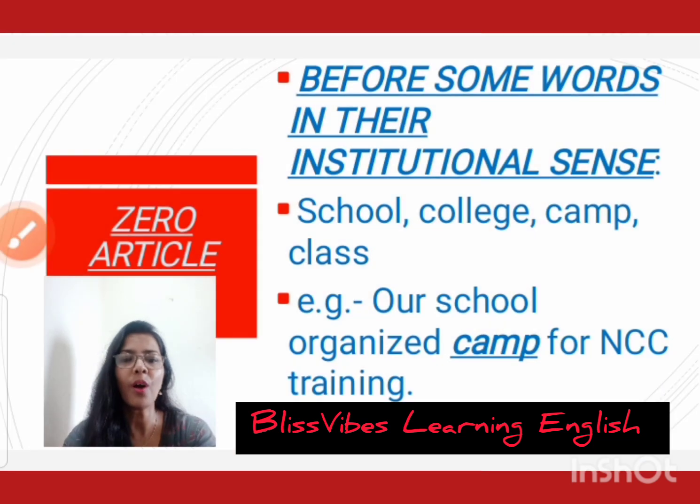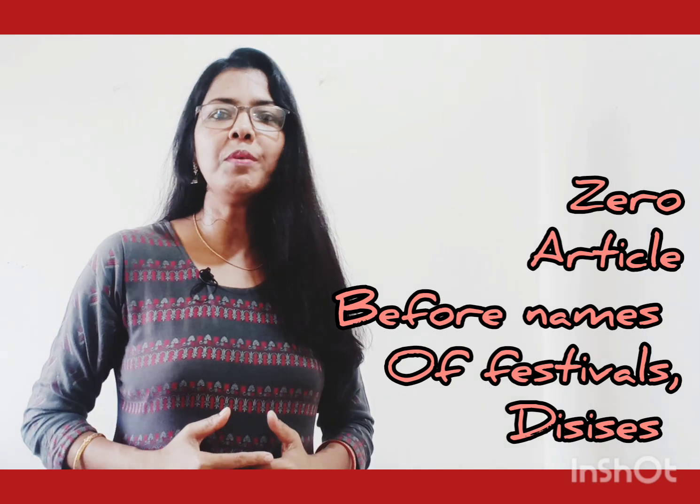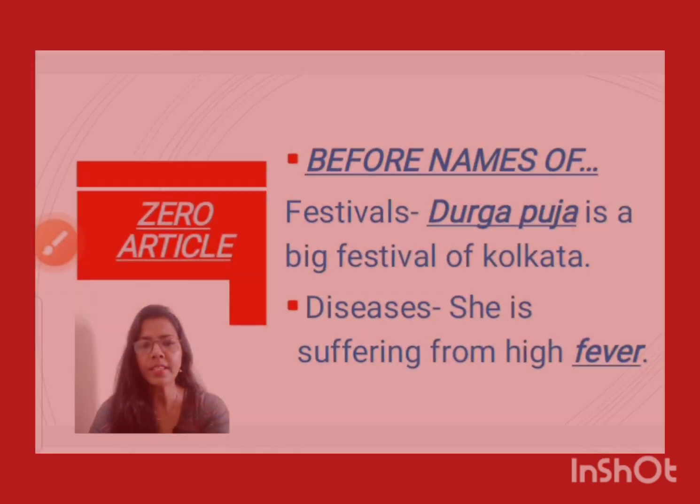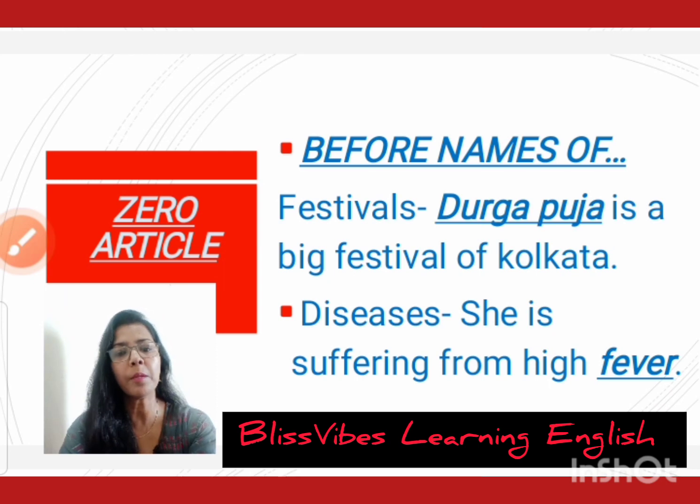We don't use an article before some words in their institutional sense: school, college, camp, class. For example, our school organized camp for NCC training. We also don't use an article before names of festivals and diseases. Festivals: Durga Puja is a big festival of Kolkata. Diseases: She is suffering from high fever.